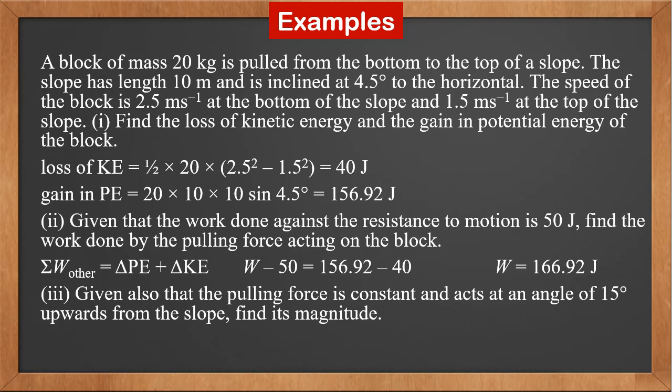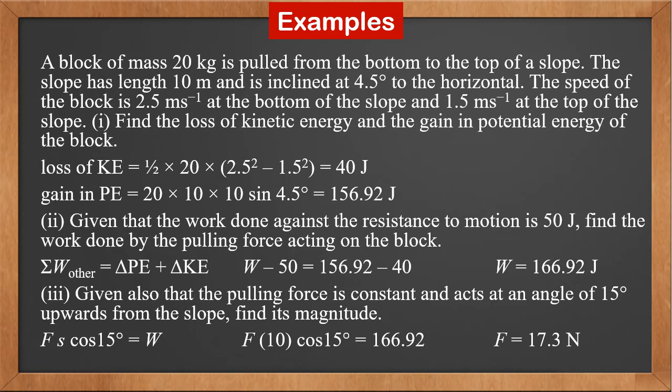3. Given also that the pulling force is constant and acts at an angle of 15 degrees upwards from the slope, find its magnitude. Work is Fs cosine 15 degrees. So F times 10 times cosine 15 degrees is 166.92. F is 17.3 Newton.